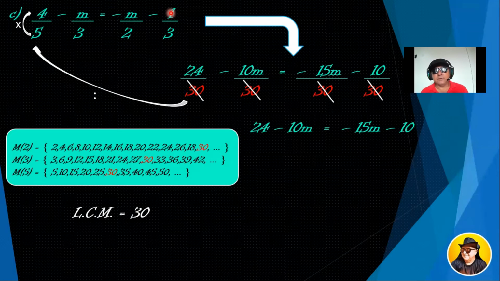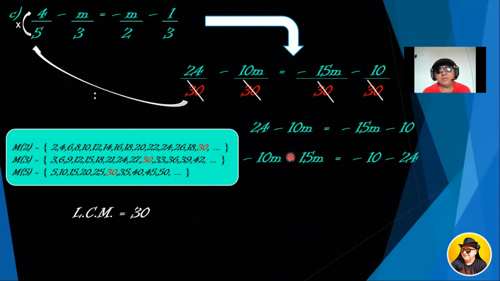Equation type 1. Okay? Organize them in families. M family on the left and the numbers family on the right. Change in the operation. Don't forget. Now I have minus 10m plus 15m because it was minus 15m. Now it is plus. Minus 10 and it was plus 24. Now it is minus 24.